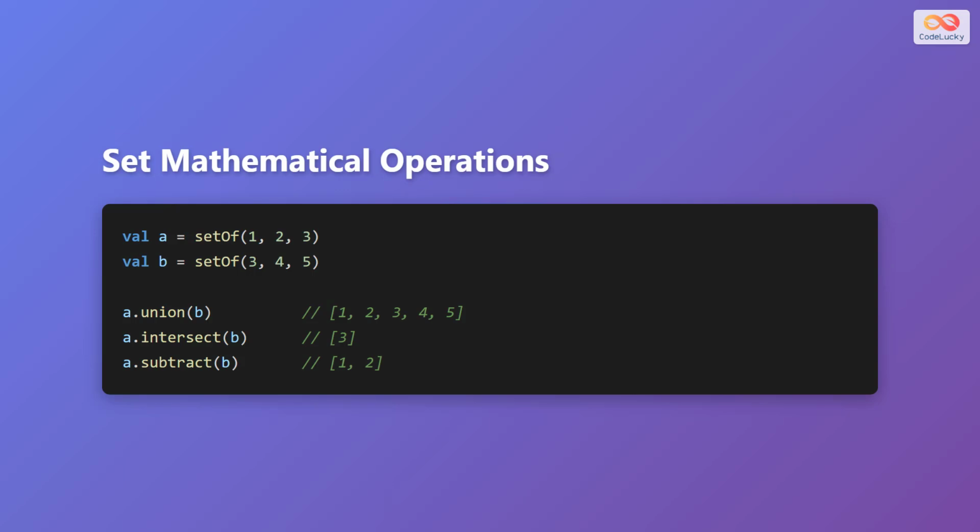Kotlin sets support mathematical operations. The union method combines two sets, including all elements from both. For sets containing 1, 2, 3, and 3, 4, 5, the union gives you 1, 2, 3, 4, 5. The intersect method finds common elements, returning just 3 in this case. The subtract method removes elements of one set from another, giving you 1 and 2 when you subtract the second set from the first.